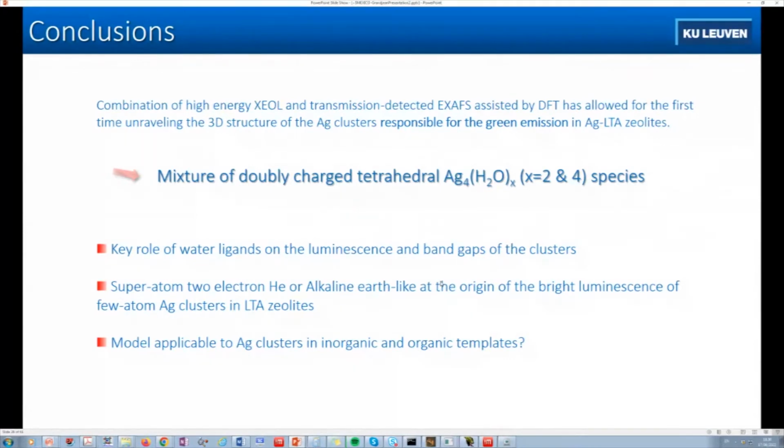And now we're still working on other systems, so we need to improve the understanding of this. Is it applicable to other clusters? We have to see. I think we are working on new clusters, also in zeolite or similar aluminophosphate, and there are still interesting things to discover, I think.